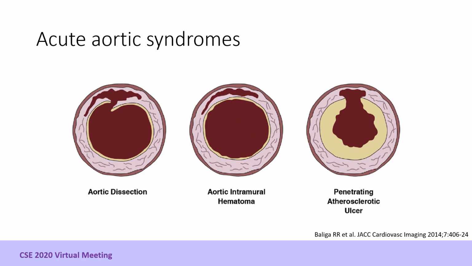We will now shift gears to talk about acute aortic syndromes. These are comprised of aortic dissections, intramural hematomas, and penetrating aortic ulcers. They are distinct entities but often present similarly and can be potentially life-threatening.